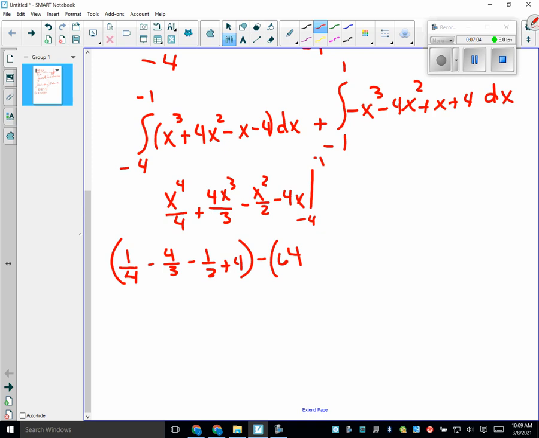Let's see, so x to the 4th. 4 to the 4th power. 4 squared is 16. 4 cubed is 64. No, 4 to the 4th is 256. I'm supposed to know this without a calculator.